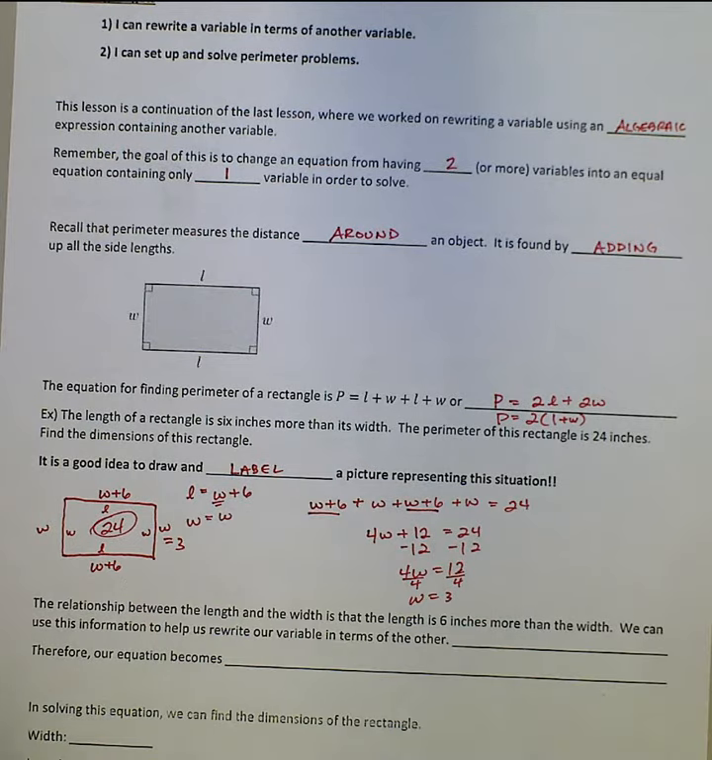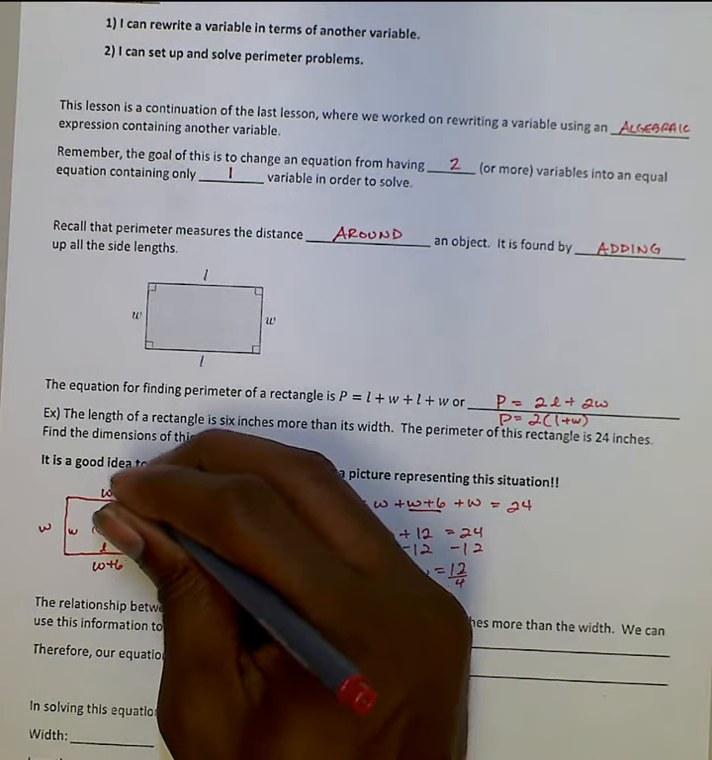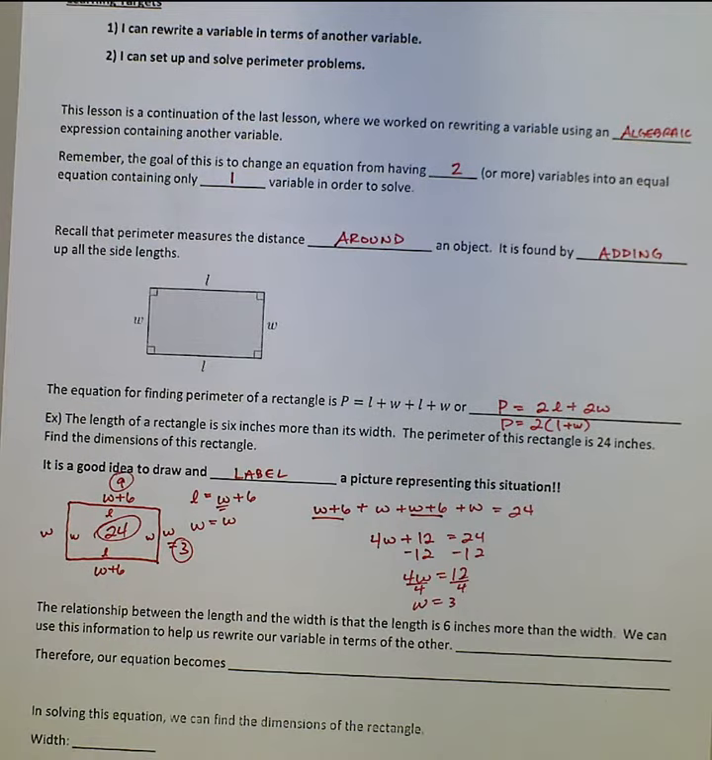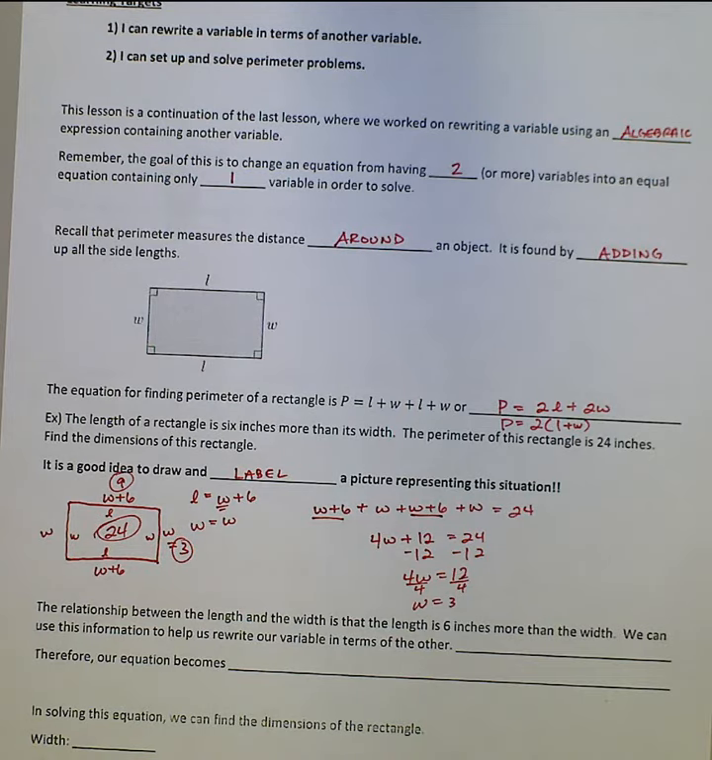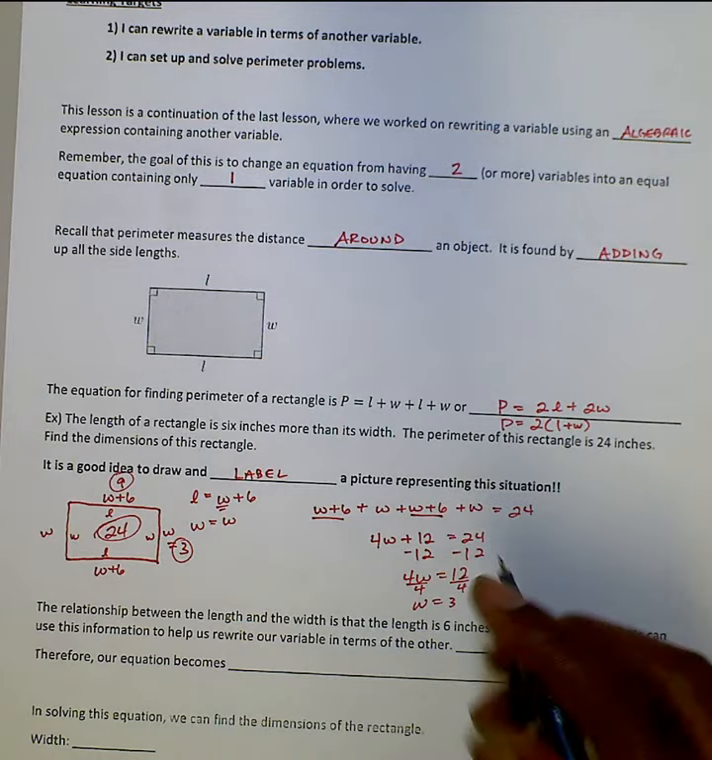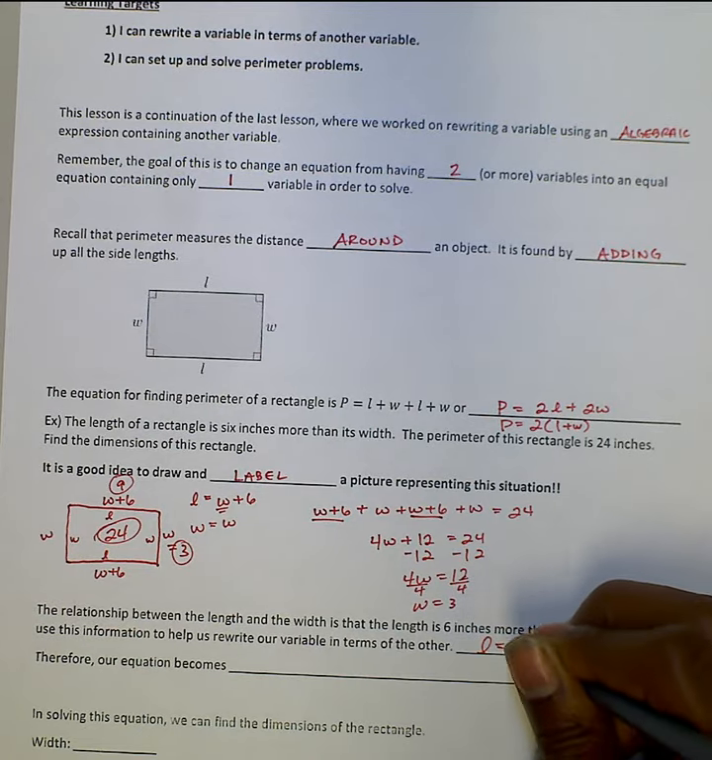And because we know our length is 6 more than our width, we can say 3 plus 6, which is 9. Oops, I did all that in this space, but I'll write it down through here anyway. The relationship between length and width is that the length is 6 inches more than the width. We can use this information to help us write our term in terms of other variables. So L equals W plus 6.